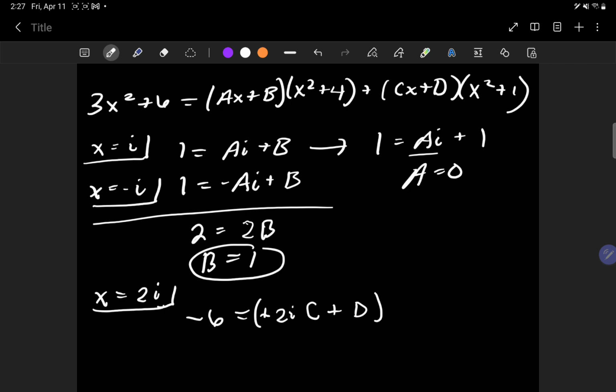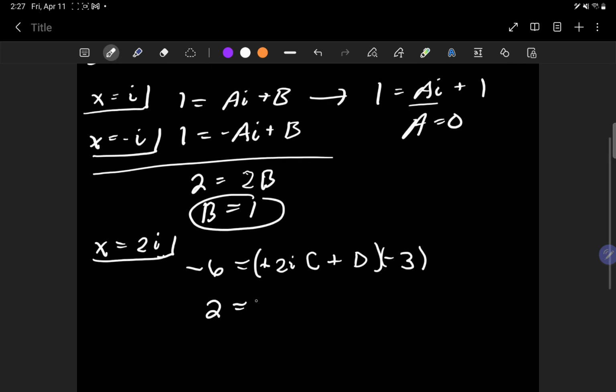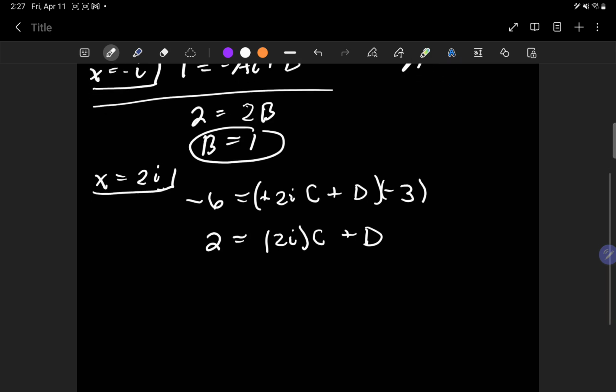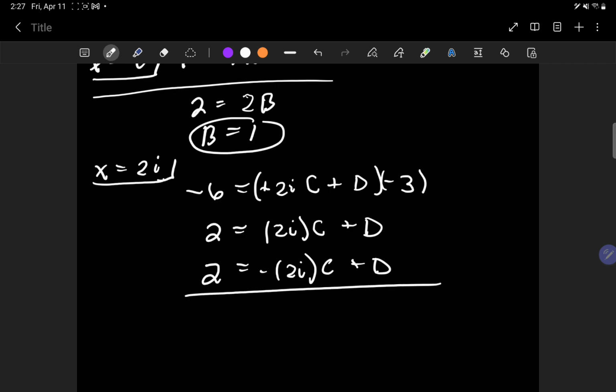And then it's constant when you plug it in over here. That's going to be a negative 3. Yeah. So then you divide both sides, you get a positive 2. So you have the positive 2ic plus d. Yeah. And the other one is just the negative 2. And the other one's going to be the negative 2i. Yeah. So when you add them together, you get 4 equals 2d. So d is equal to 2.